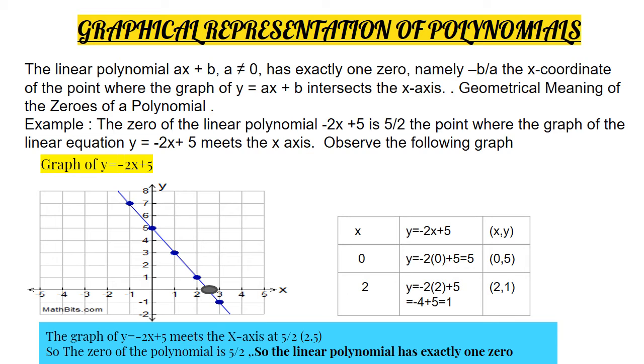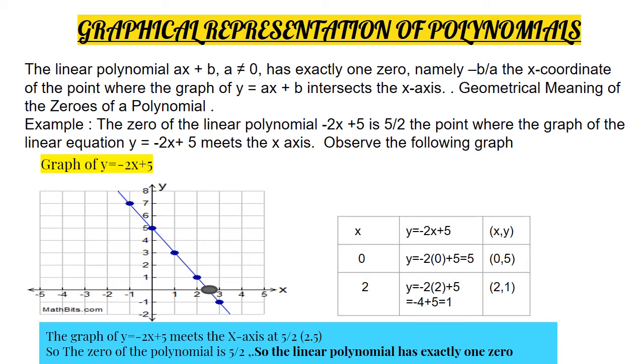So where it intersects the x-axis between 2 and 3, that is 2 plus 3 is equal to 5, 5 by 2. So the graph of y is equal to minus 2x plus 5 meets the x-axis exactly at 5 by 2, that is 2.5. So the zero of the polynomial is 5 by 2. So the linear polynomial has exactly one zero.